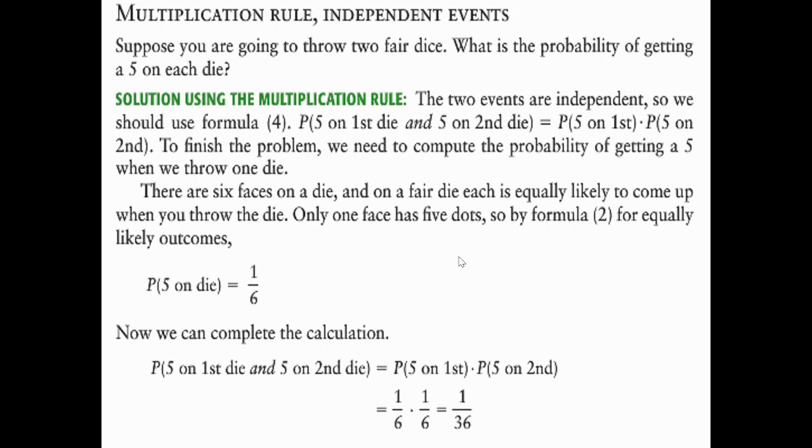Suppose you are to throw 2 fair dice. What is the probability of getting a 5 on each die? Well, these are independent events. All we need to do is find a probability of a 5 on the first die and a probability of a 5 on the second. One has nothing to do with the other. They're both 1/6. 1/6 times 1/6 is one chance out of 36.